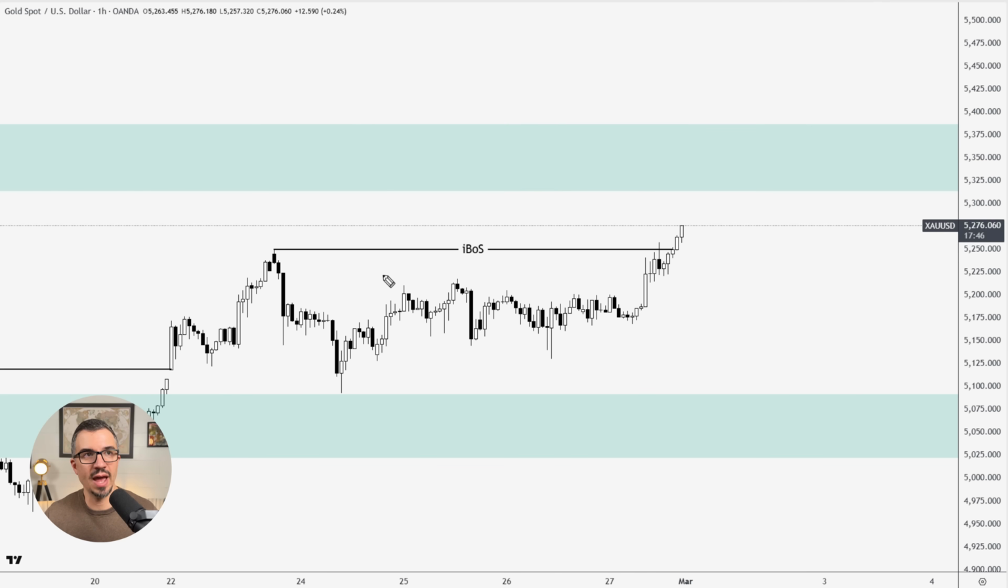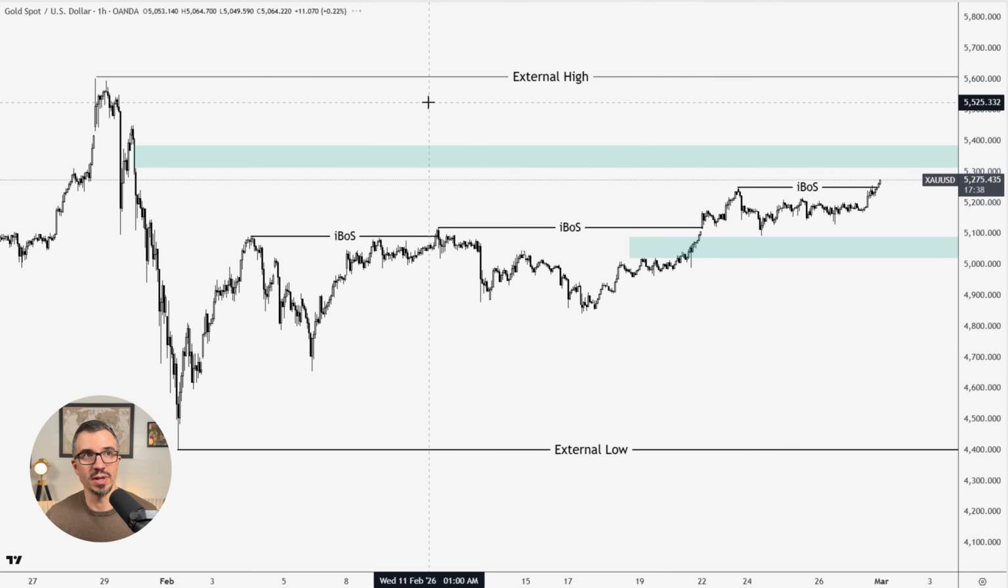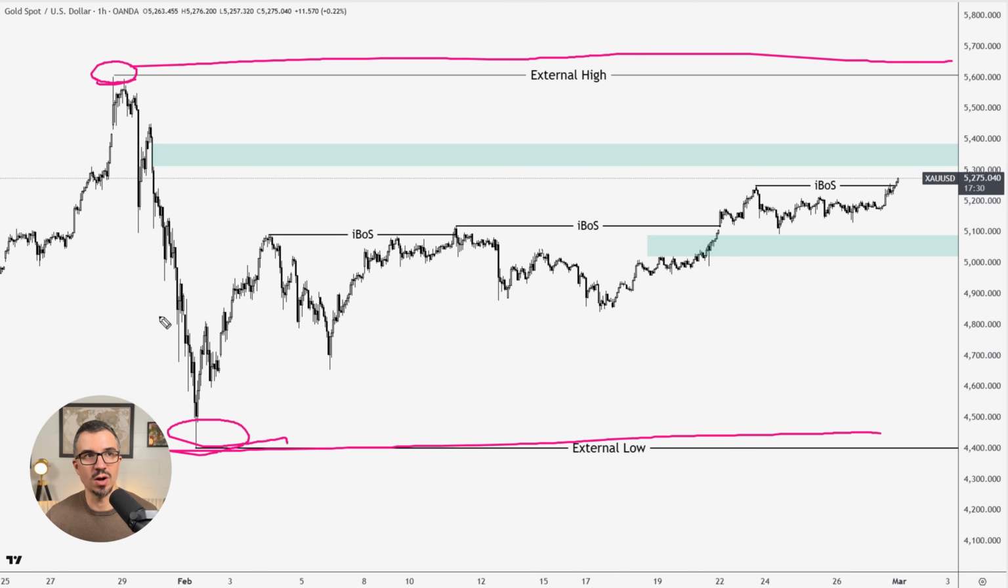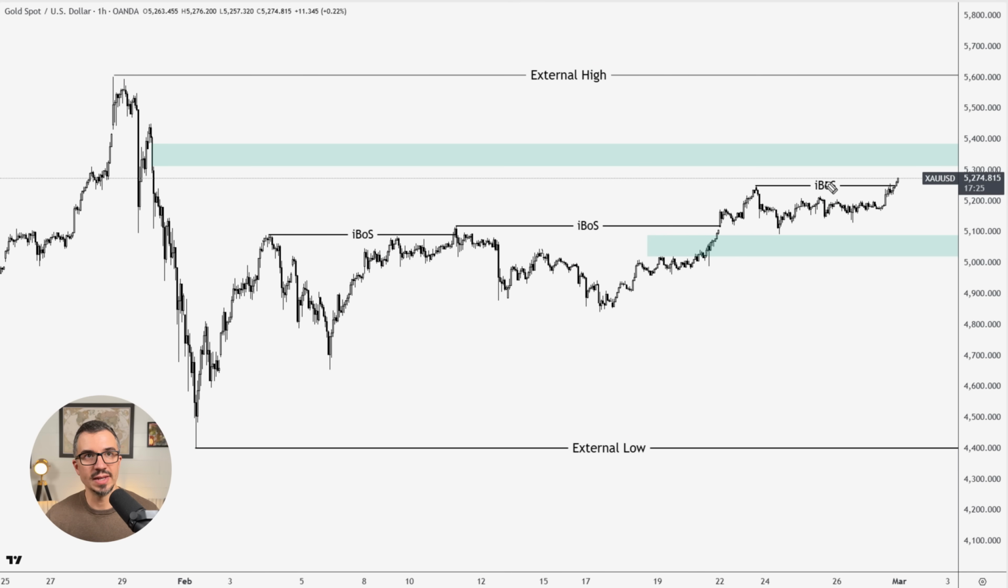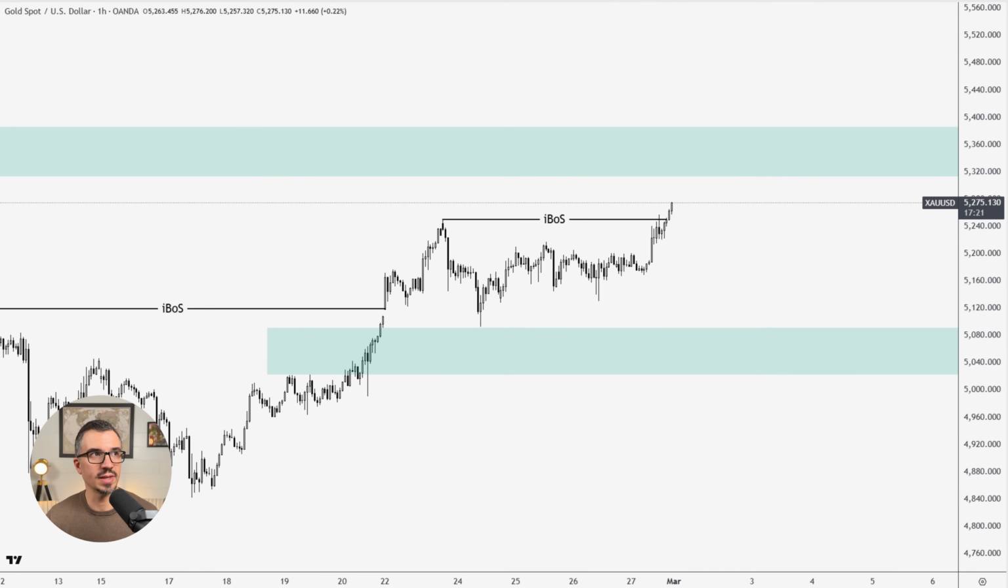Okay, because now we have, again, this BOS up here, which I'm calling internal, guys, only because really, in my opinion, this right here is your external structure. I mean, it's pretty clear. We have this high up here. We have this low down here. So I don't think there's any question that this really is your external range and that all of this here is just internal, okay?